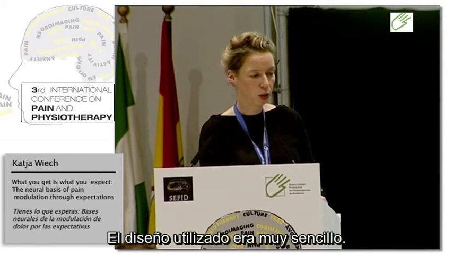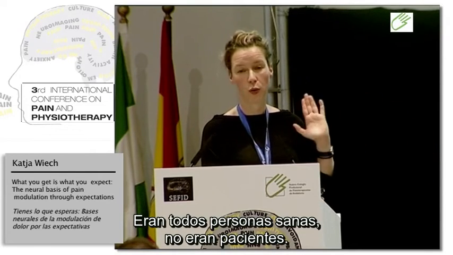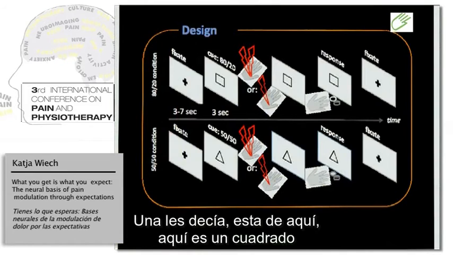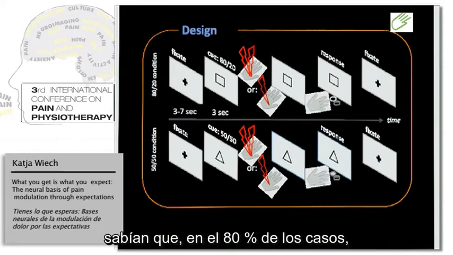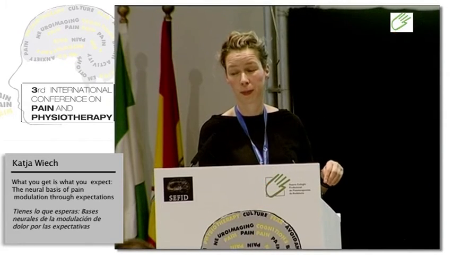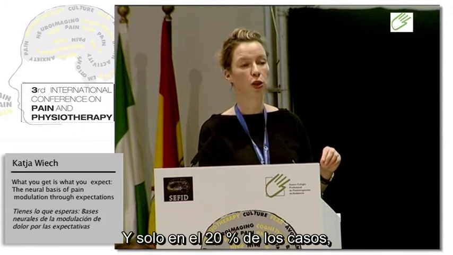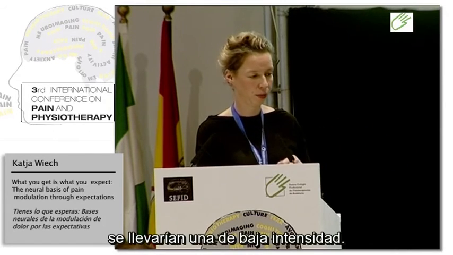The design we used was very, very simple. These were all healthy controls, no patients. They got 2 cues. One cue told them, that is this one, the square in this case, obviously that was randomized then. But let's say when they got the square, they knew in 80% of the cases they would get a high intensity zap. So really nasty, painful shock. And only in 20% of the cases, they would get a low intensity one.